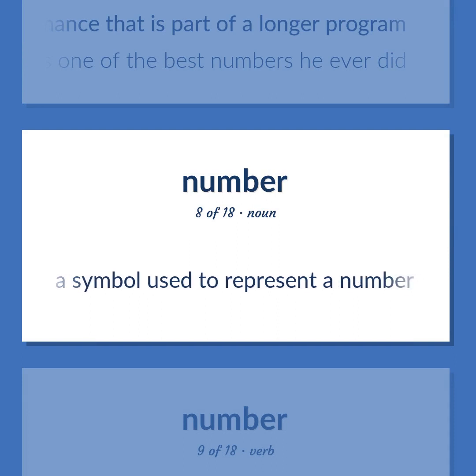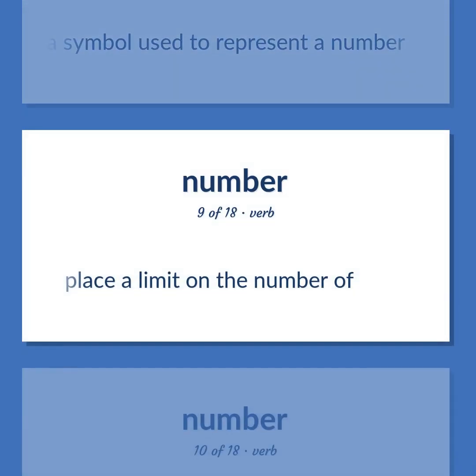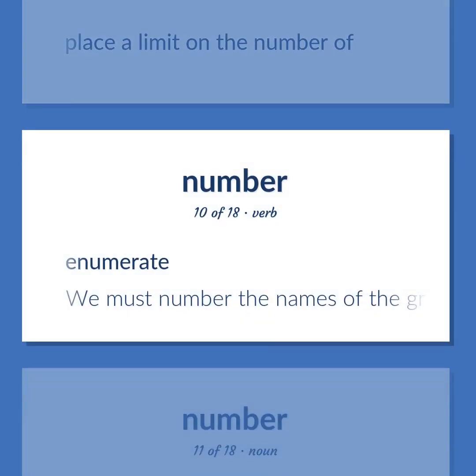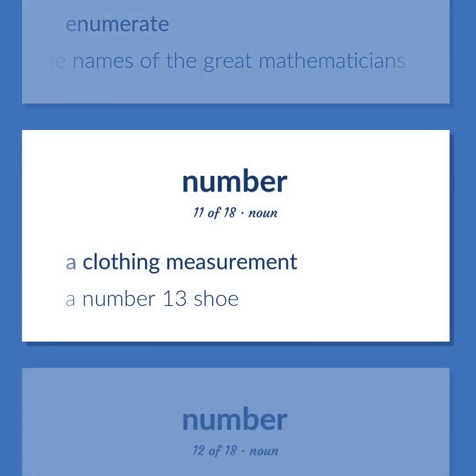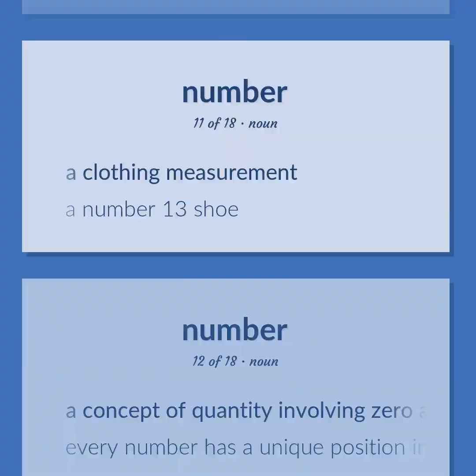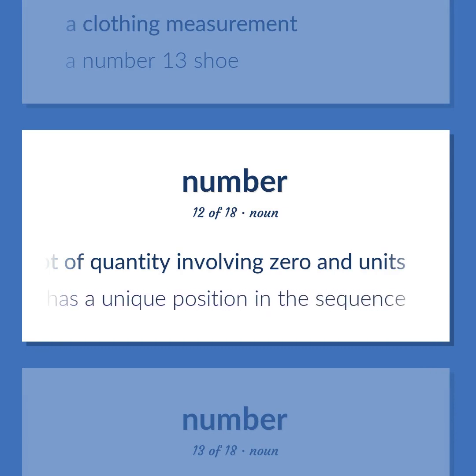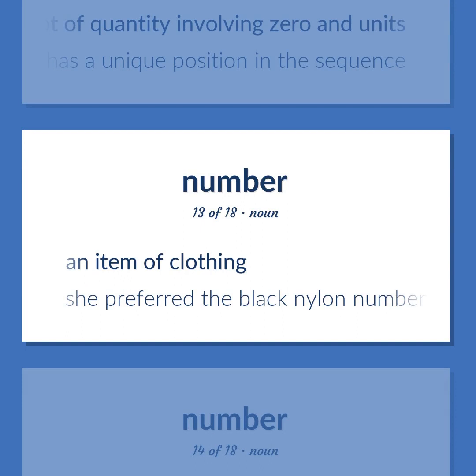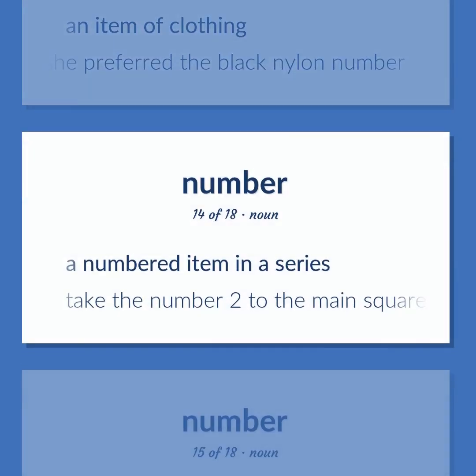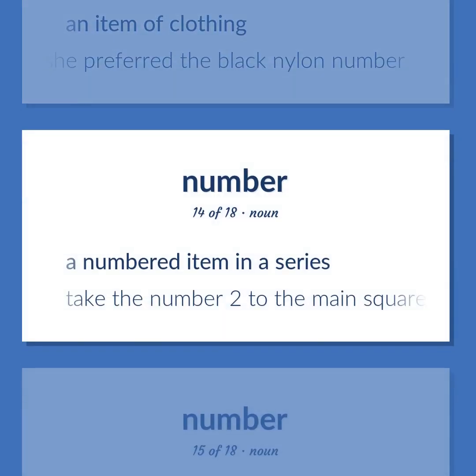A symbol used to represent a number. Place a limit on the number of. Enumerate. We must number the names of the great mathematicians. A clothing measurement. A number 13 shoe. A concept of quantity involving zero in units. Every number has a unique position in the sequence. An item of clothing. She preferred the black nylon number. A numbered item in a series.